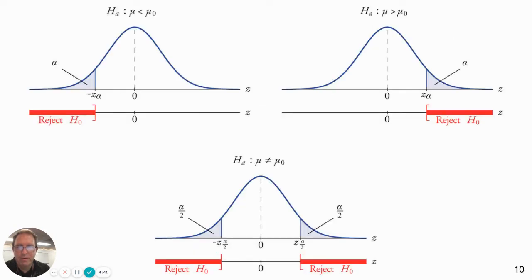Now here I have a graphical display of these two different types of alternative hypothesis. On the top, I have one-tailed tests, which look for deviations in one direction, deviations from the null hypothesized value. And in the bottom, I have a two-tailed test, which looks for deviations from the hypothesized value in two directions.